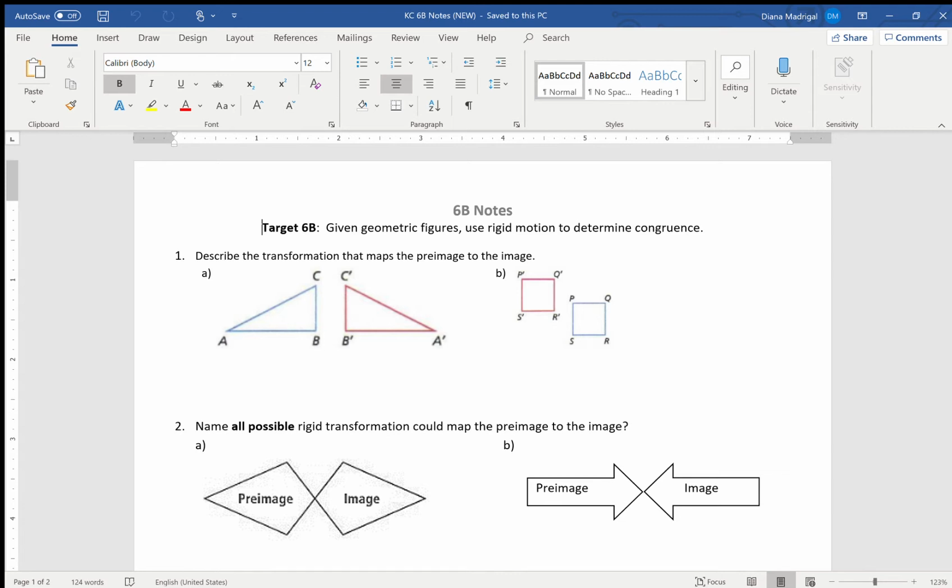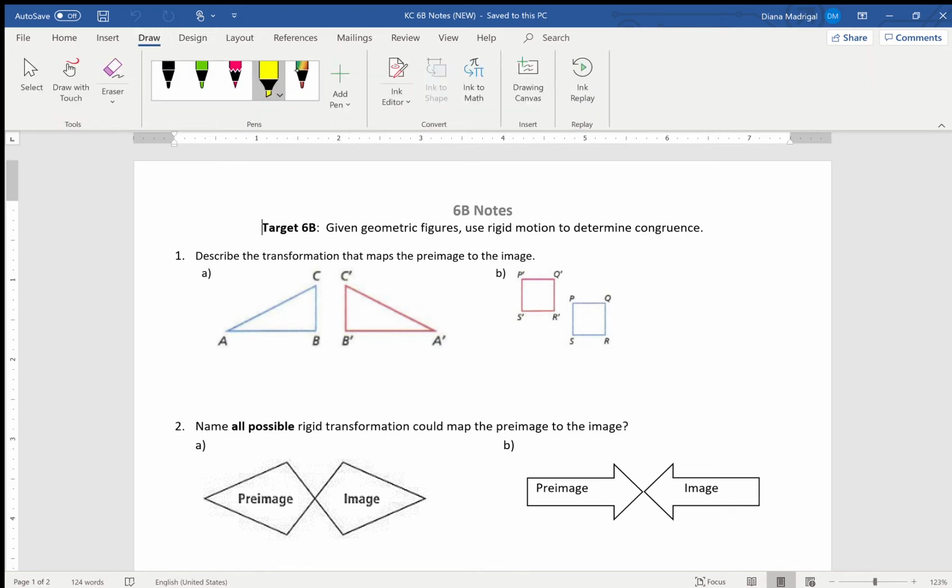All right. So, target B notes. We're starting straight with B. We're skipping A. And for target B, all we have to do is figure out the rigid motion to determine if the shapes are congruent. In case you don't know, congruent means, so let me highlight that, congruent means that they are the same, and the sign that we use is this little symbol that we have here. It means that the shapes are the same.